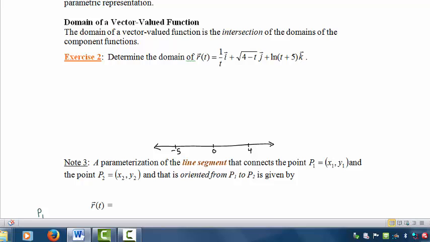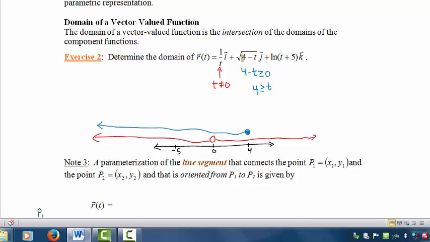For the domain of this vector-valued function, we will find the intersection of the domains of each of the component functions. The domain of x of t is t not equal to 0. The domain of y of t is found by solving the following inequality. We get t less than or equal to 4.